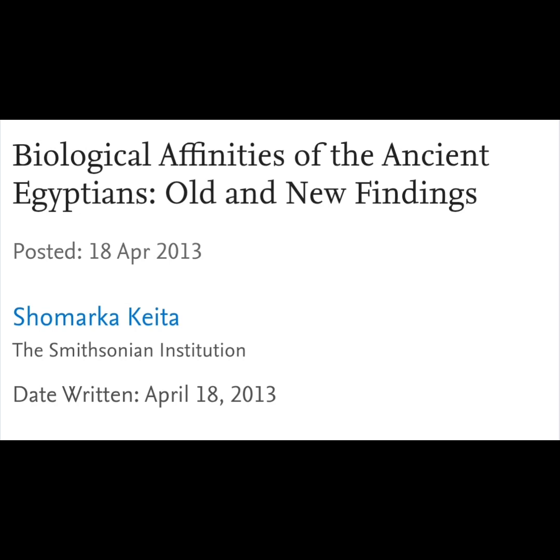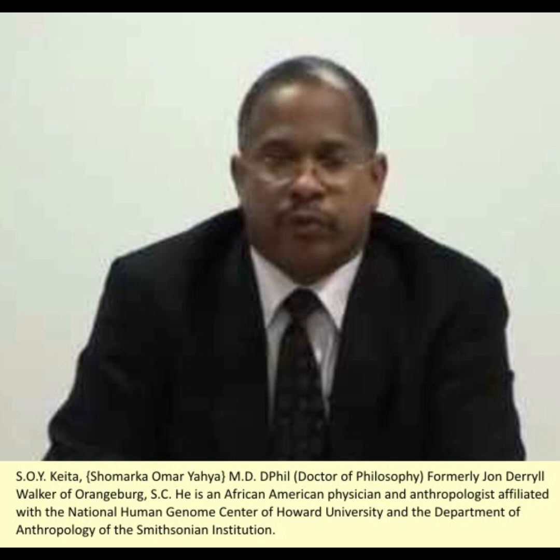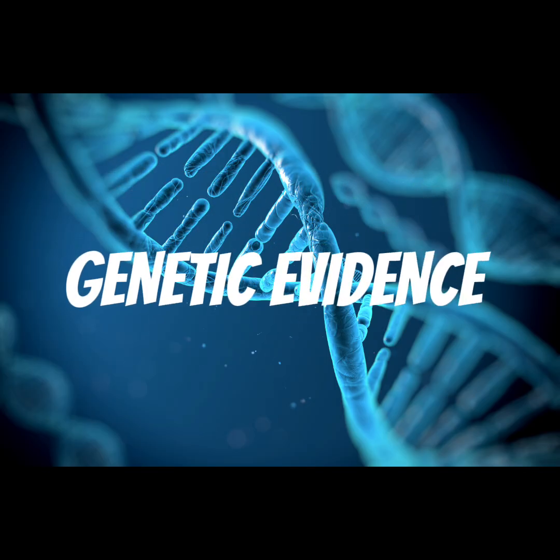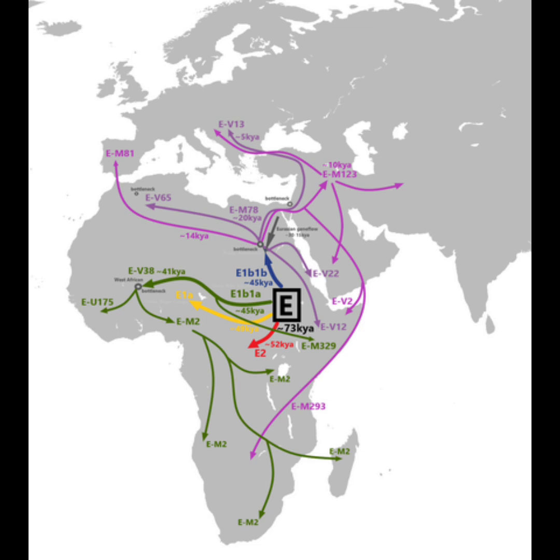Biological affinities of the ancient Egyptians. Research has explored the biological affinities of ancient Egyptians using skeletal remains, particularly crania and postcranial elements. These studies contribute to our understanding of ancient Egyptian biology and culture, aligning with Dr. Keita's findings on the tropical African affinities of early pre-dynastic groups. Genetic evidence: studies have revealed that haplogroup E, particularly its subclades, was present in ancient Egypt from pre-dynastic times.